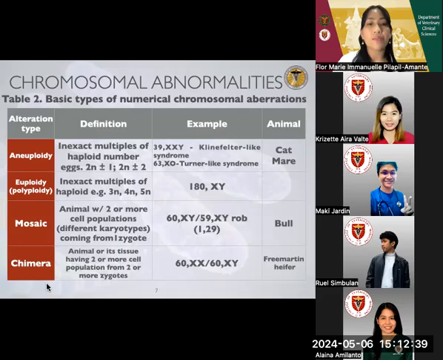Lastly, we have the chimeria. So we either have the normal 60 for cattle, XX, or 60 XY. And we can see this in the freemartin heifer, which was born as a co-twin to a male bull calf. So it can either have the normal 60 XX but still have an underdeveloped female reproductive tract, or a 60 XY but with a female genotype.